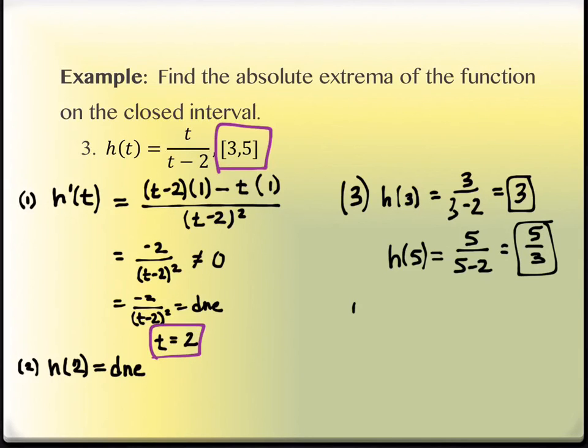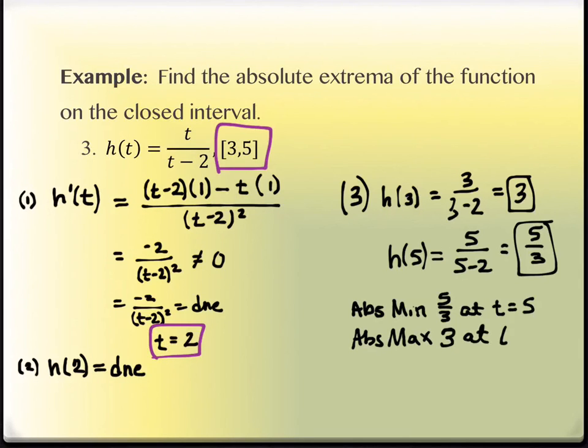All right, so this is an absolute max of what? I'm sorry, min. We started with min last time. We'll start with min again. Absolute min of what? Which one of those is smaller? Yeah, the 5/3 is smaller. Absolute minimum of 5/3 at t equal, because we use t here, t equal what? 5. And there is an absolute maximum of what? Of 3 at t equal to, happens to be, 3.